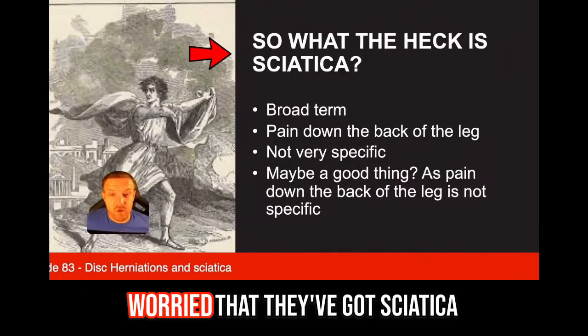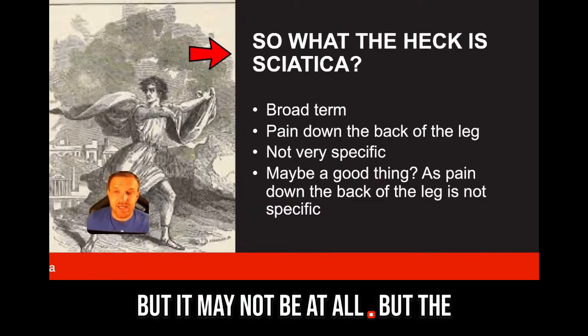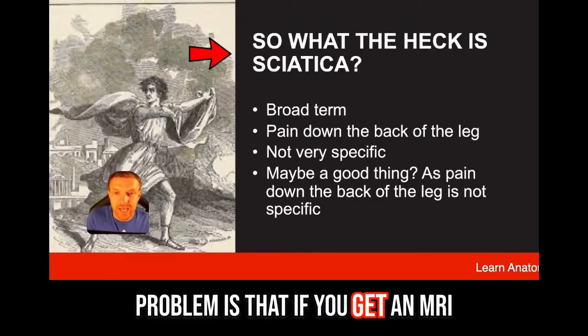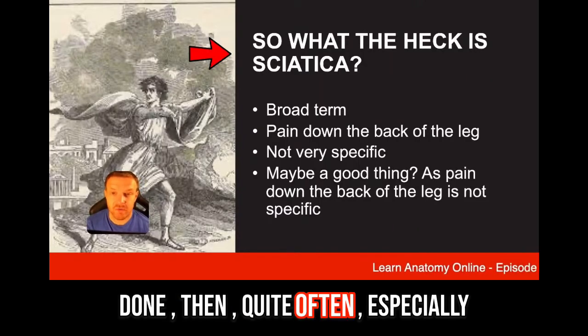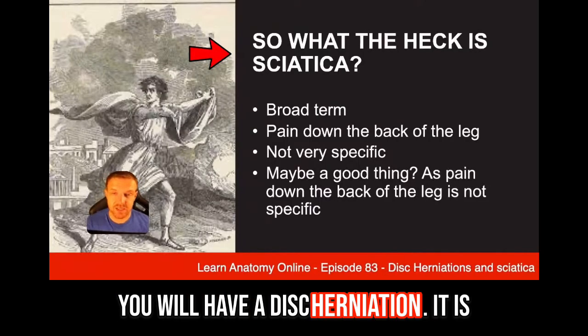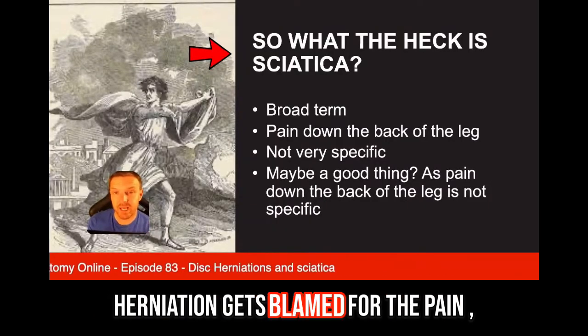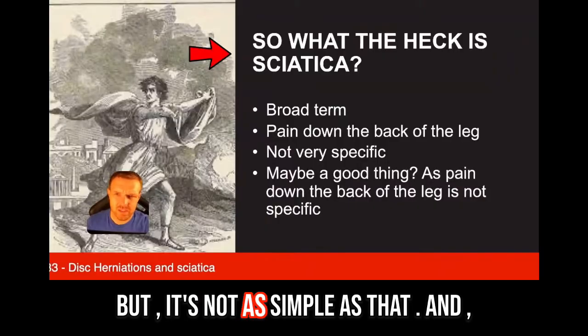And then people are really worried that they've got sciatica and they've had a disc herniation, but it may not be at all. The problem is that if you get an MRI done, quite often, especially if you're in your 40s and 50s, you will have a disc herniation. It is part of the way we are. So then the herniation gets blamed for the pain, but it's not as simple as that.